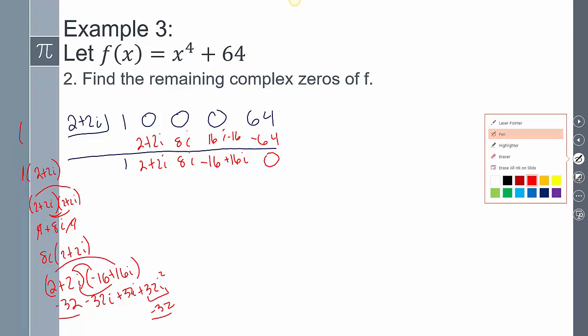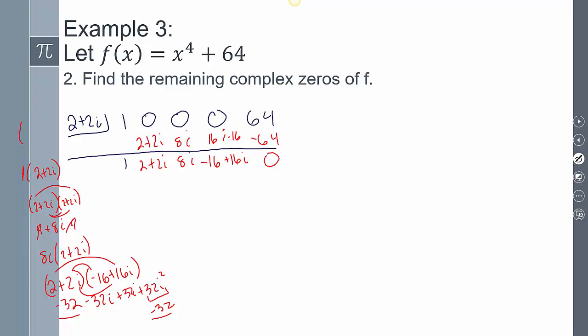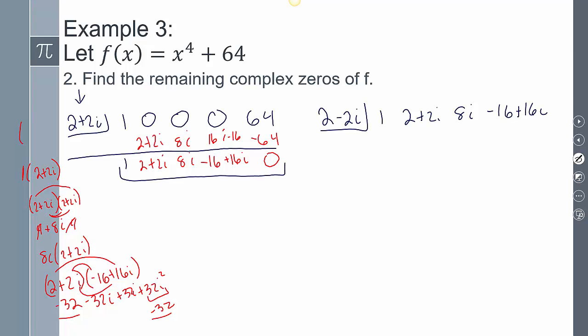So here's a good one. Now the reason why it's a good one is because the complex conjugate roots theorem states that also the conjugate exists. And so a 2 minus 2i also exists here. And so I'm going to take my coefficients of my remaining polynomial. Well, it's not really even a polynomial right now, but my remaining values, so 2 plus 2i, 8i, and then negative 16 plus 16i. Now you're going to watch this simplify really nice.